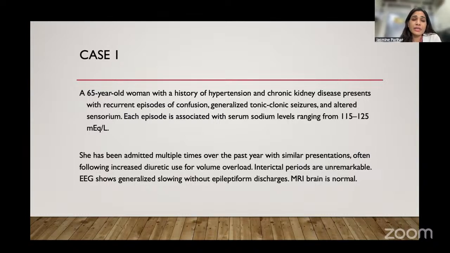She has been admitted multiple times in the past year with similar presentations, and often she has used diuretics for her primary disease, which is CKD. In between the periods of these seizures, she has been absolutely normal. When we got the EEG done, in the post-ictal state she had generalized slowing but did not have any epileptiform discharges, and the MRI brain was normal. So this is the first scenario. We'll come back to these scenarios and look into the details.